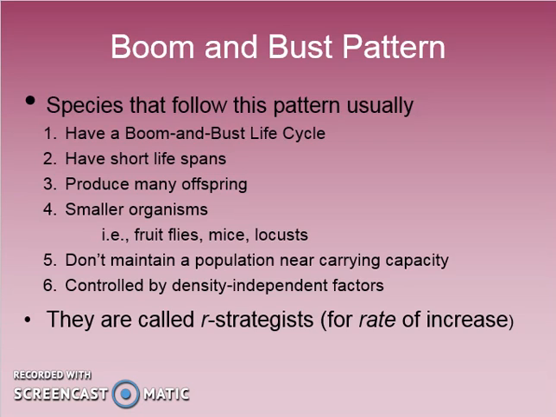So animals that usually have a boom or bust life cycle usually have a short lifespan. They produce many, many offspring. They're usually smaller organisms. They don't maintain a population near carrying capacity. And they're controlled by density independent factors. So all the things. And they're also usually r strategists or r selected species. We'll talk about those a little bit later, and this will kind of all fall into place, I hope.